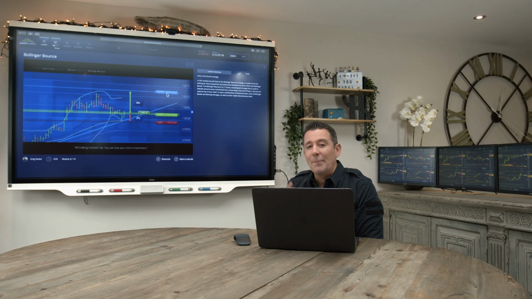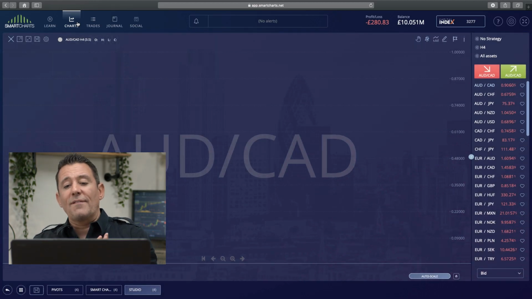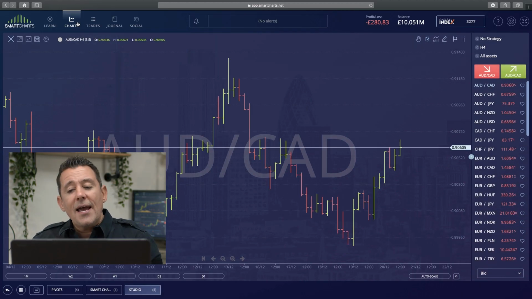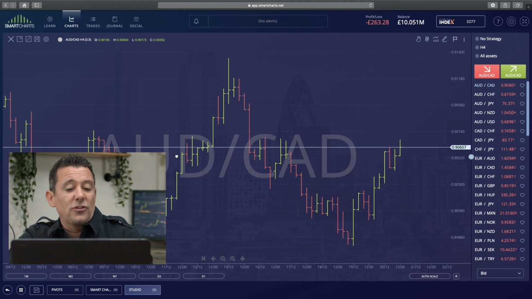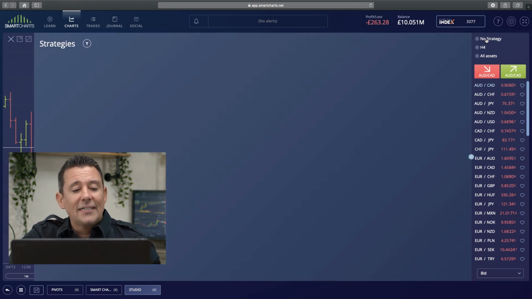So we're now going to do what we always do, is we're going to get right back into Smart Charts, leave the learn section, hop along from the learn to the charting section. We're going to get down and dirty and place that trade. So let's go into charts, jumping across now. Of course, we've got that vanilla screen. Here we can see there's just an Aussie CAD screen. You'll see it says no strategy to the right. I'm going to click on that.